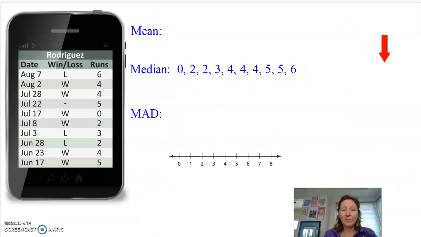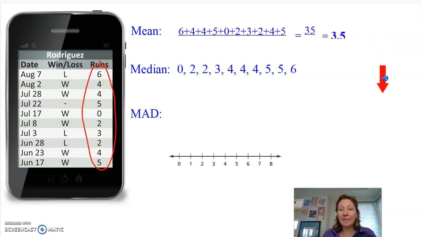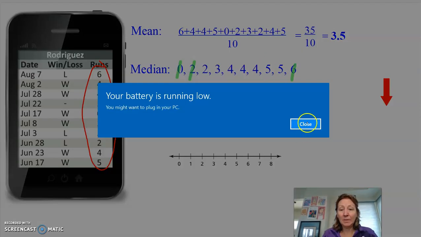So here are all the runs that he scored. And we take all the numbers and we add them up and divide by 10. And we get 3.5 for the mean, same mean, okay? So remember, if the mean is the same, we're looking for something else to help distinguish the two players. And then for the median, I've got the numbers lined up and I work my way to the middle.